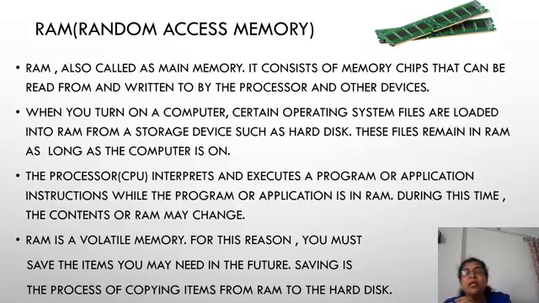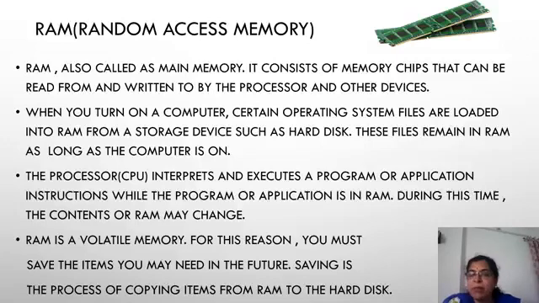The processor, that is the CPU, interprets and executes a program or application's instructions while the program or application is in the RAM. Directly from the hard disk, it is not reading and it is not working. Okay, it should be in the RAM. During this time, the contents of the RAM may change.